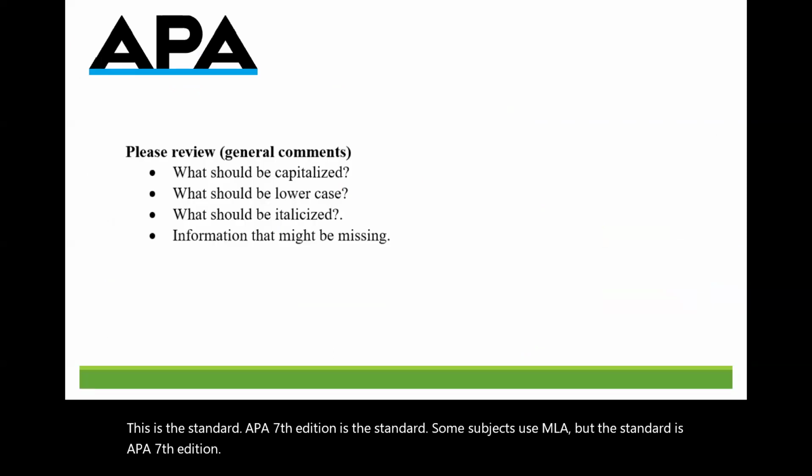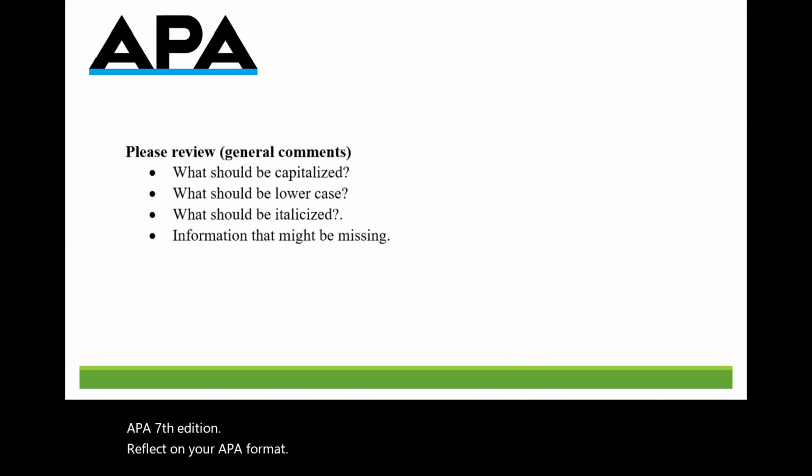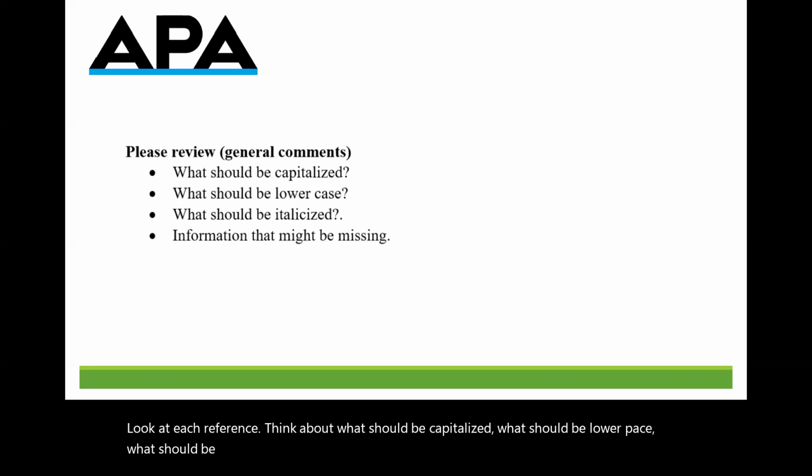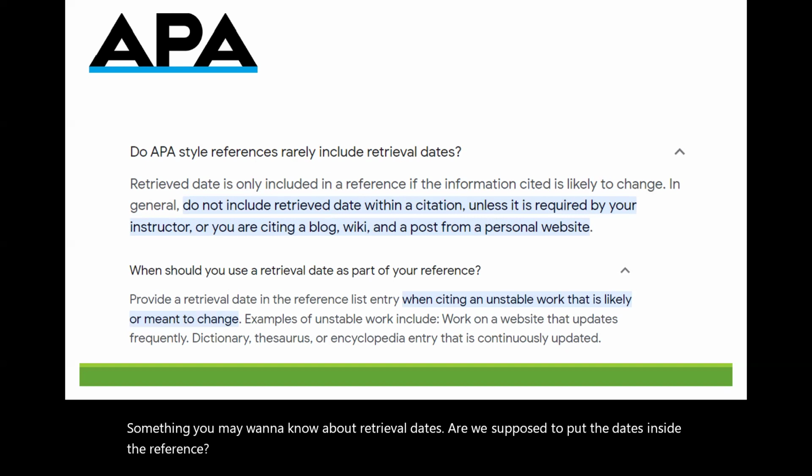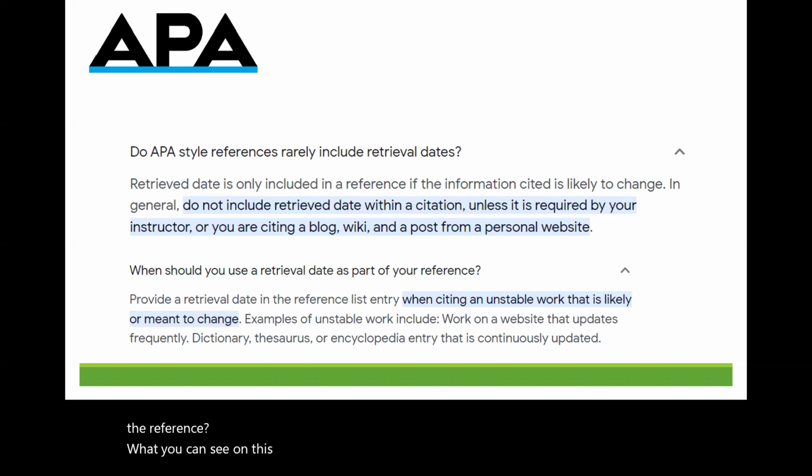Reflect on your APA format. Look at each reference. Think about what should be capitalized, what should be replaced, what should be italicized. Is there any missing information? And don't forget to put headings in your paper. Something you may want to know about retrieval dates. Are we supposed to put the dates inside the reference? Well, you can see on this when we would and when we would not. If you have any questions, please let me know.